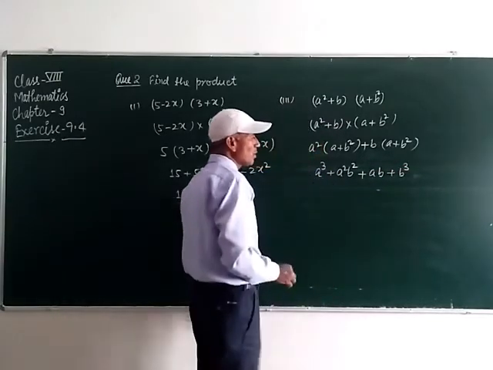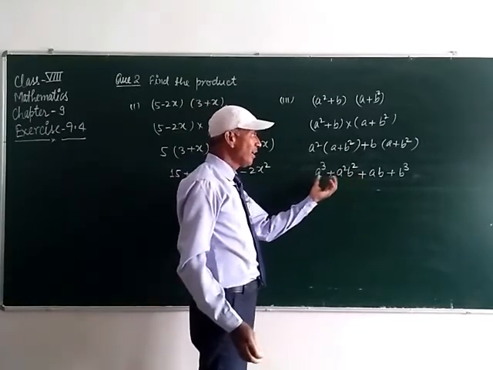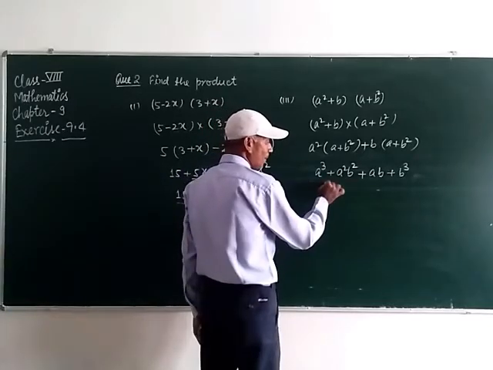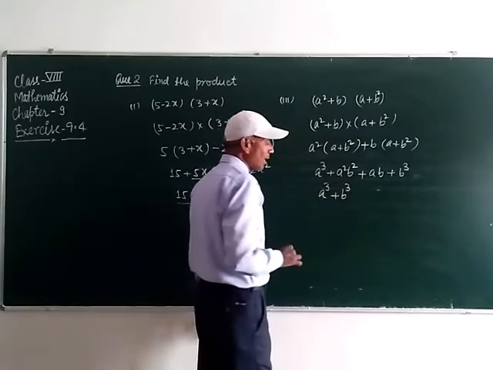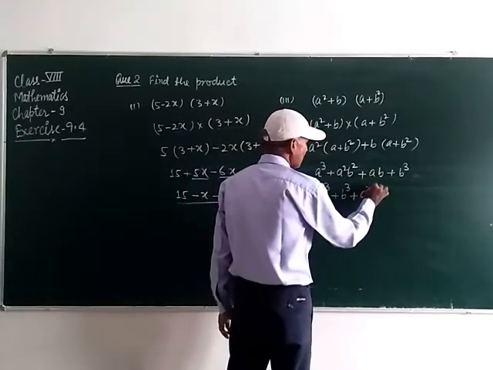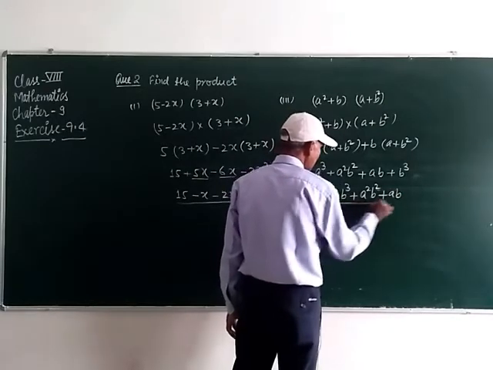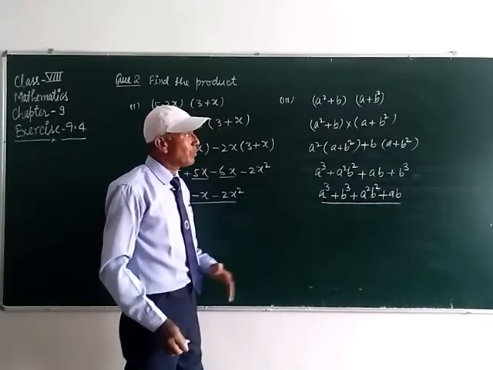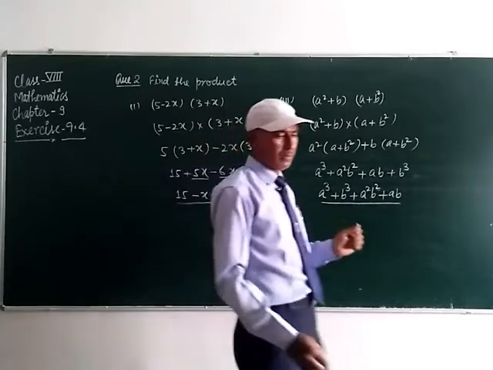So in the next step we have to write the greater exponent first. So it will be, student, in a systematic way, a to the power 3 plus b to the power 3, or a cube plus b cube plus a square b square plus ab. This is the answer of the third part of the question, student. Now we have to solve the third question of this exercise, student.